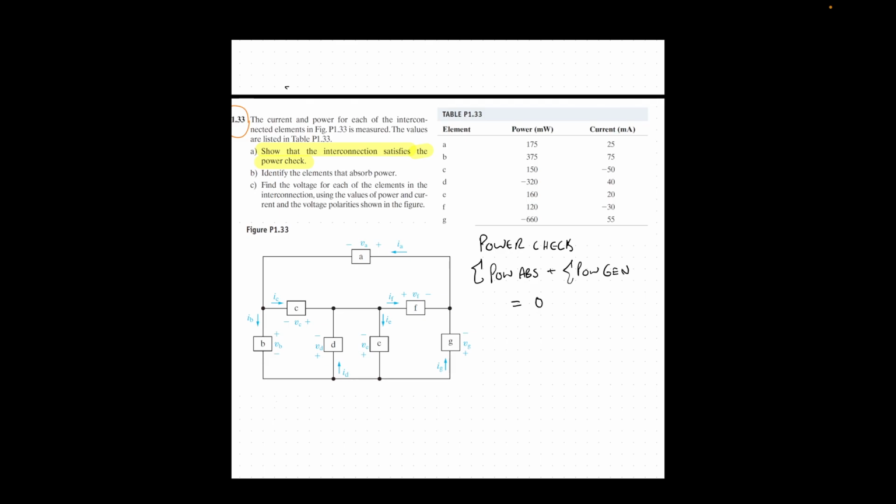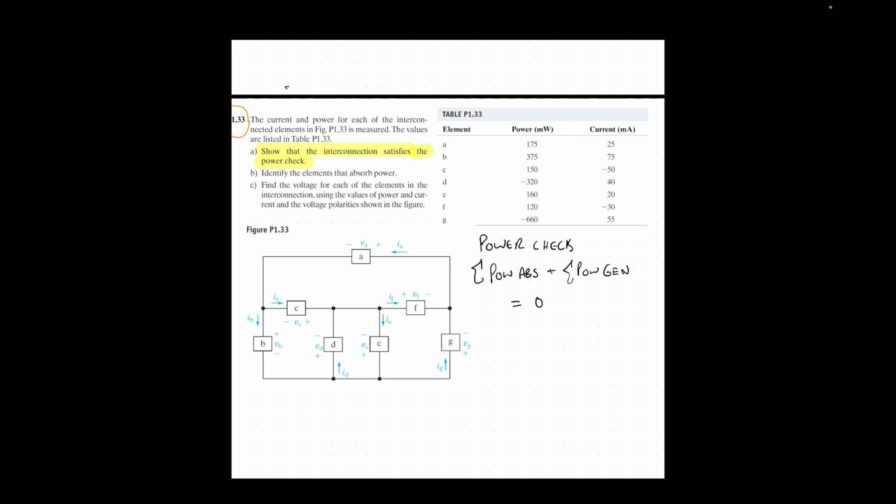Now, being critical thinkers, we're going to look at what we're given. We are given a circuit where we have our voltage polarity defined for us. We have our current direction defined for us for each element. Now, looking at the table that they give us, we are only given power and current. Now, what is the missing puzzle piece? Well, it's voltage.